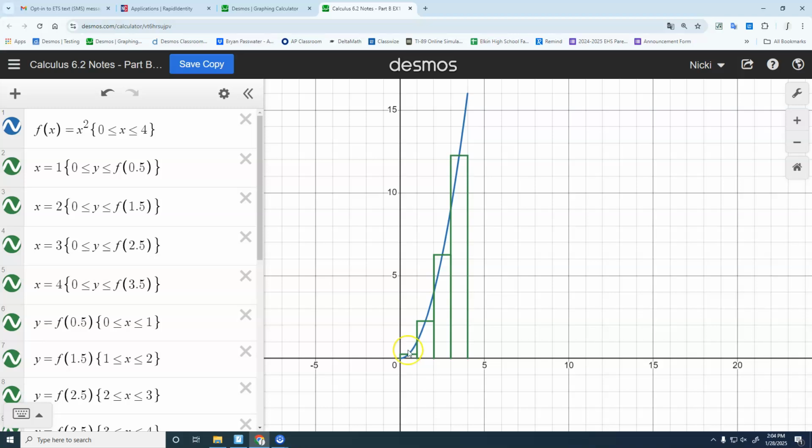right? I'm going from 0 to 4. I need 4 rectangles. So if I take 4 and divide it by 4, I'll get 1. The width of each rectangle is still 1. But the height is not going to be the left endpoint or the right endpoint. It's going to be the value of the function right there in between, right? So what would be the x-coordinate right here for that first rectangle? 0.5. What about the next one? 1.5. Here we'd have 2.5 and 3.5 for that last one.